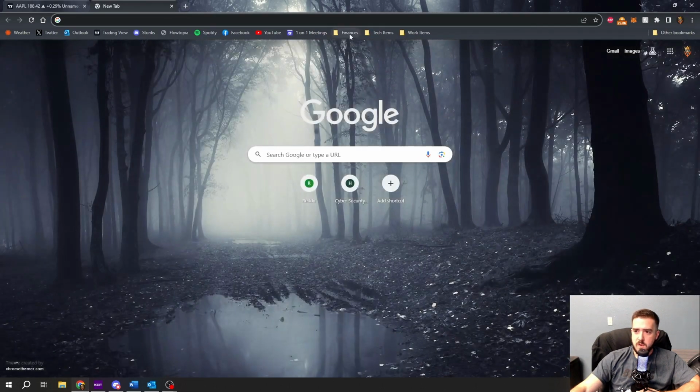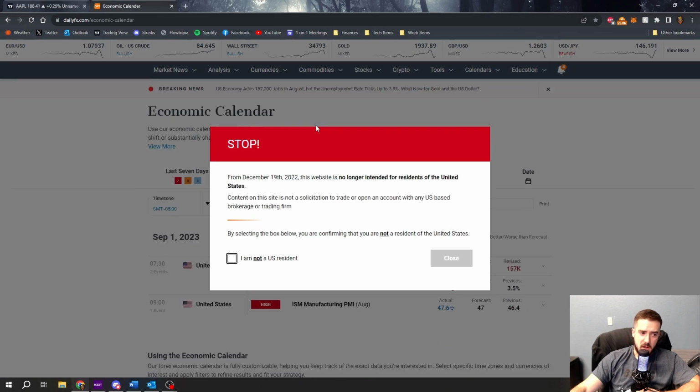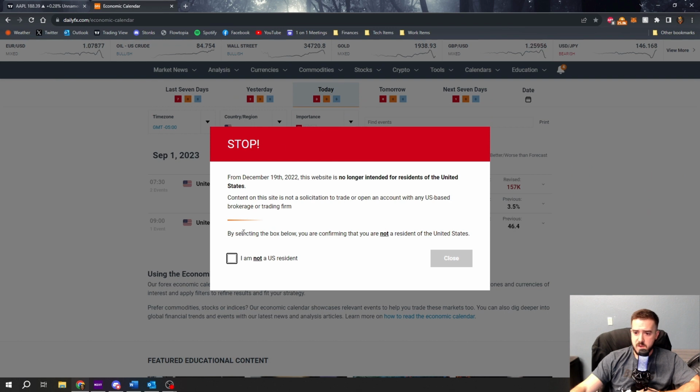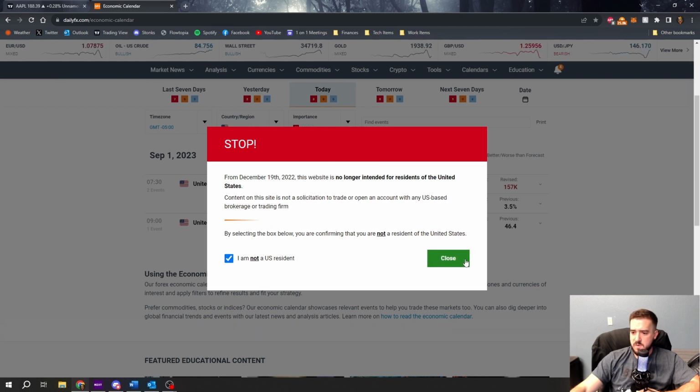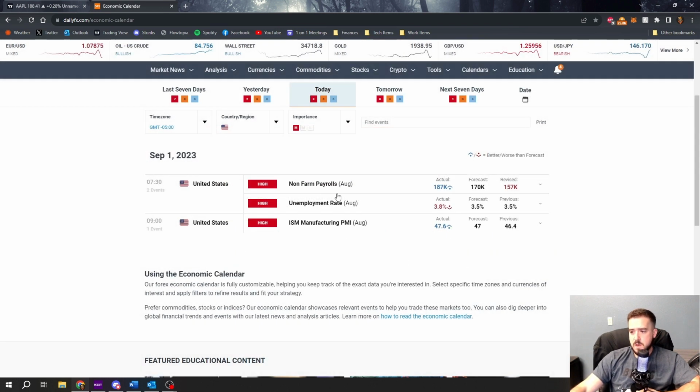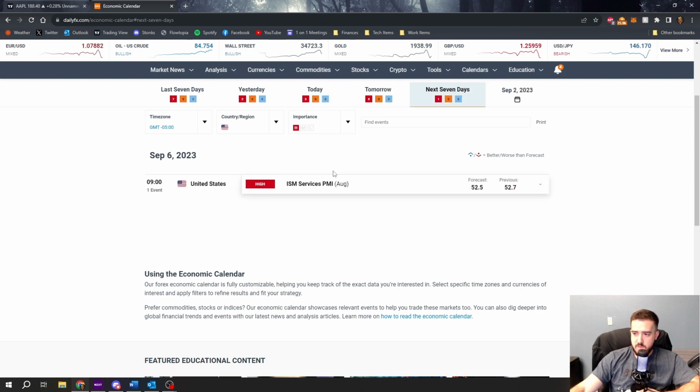So if you guys don't know, this is the economic calendar that I use here. This is Daily FX. I am a U.S. resident, but we don't have to tell them that. So this is what you can use. In the next 7 days, we only have one.